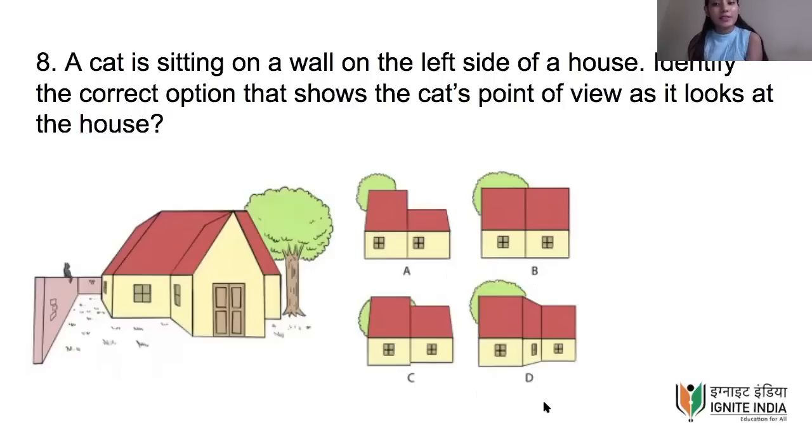If these kinds of topics are covered, perspective, point of view, top view, side view, orthographic, isometric, this shouldn't be a problem. Even with common sense, this is a very easy question to solve. What will the cat see? If she's sitting on the left side of the wall and she's watching the house, then which image correctly shows the point of view of the cat?